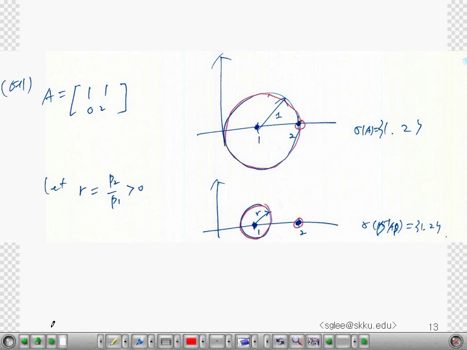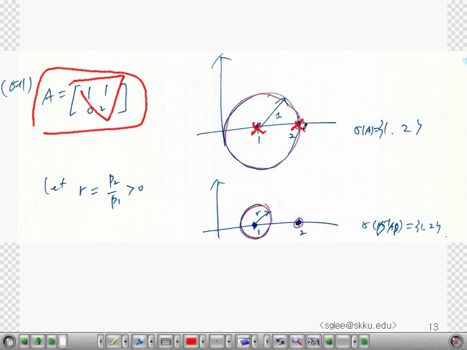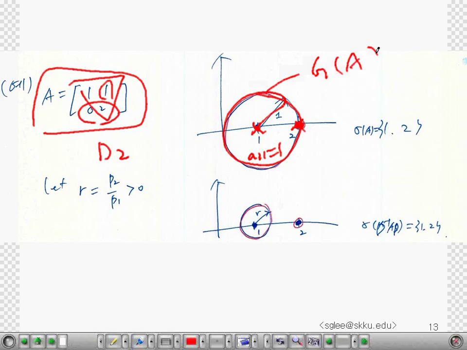Okay, for example, here, let A be this matrix. Then we know 1 is an eigenvalue and 2 is an eigenvalue. For the second disk D2, we have 2 here and the radius is 0, so it's just one point. For this point, a_11 is 1 here, and the radius is 1, so we take 1 here and make the circle. So this is the Gershgorin region of A, and we see these 2 eigenvalues are in this region.